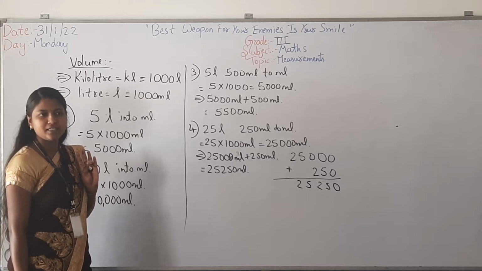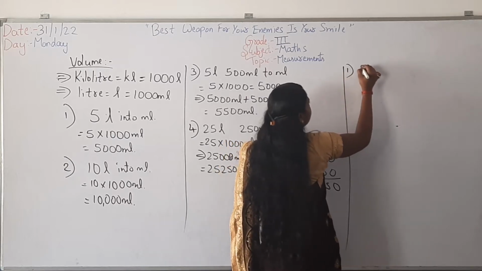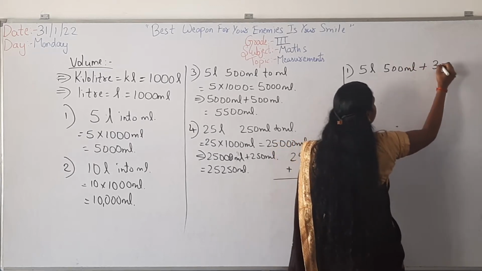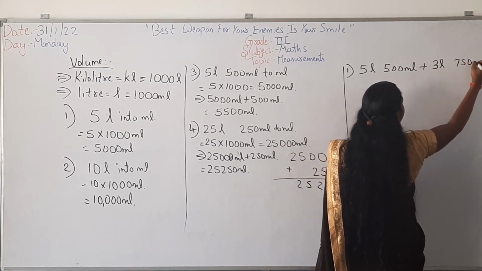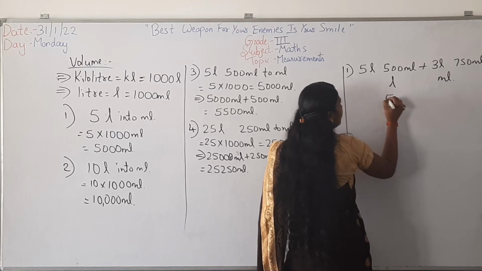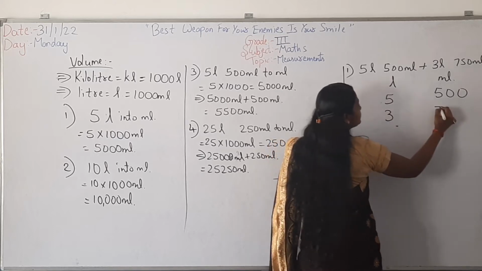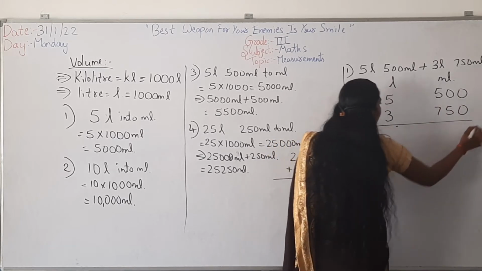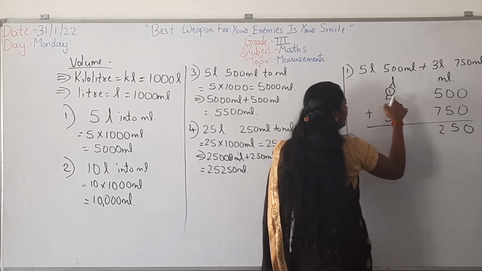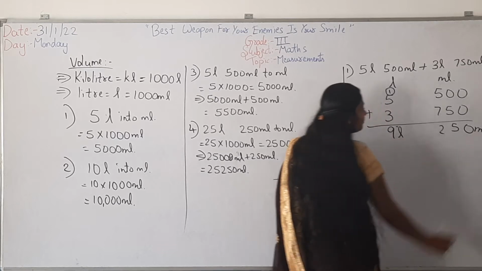Shall we do addition and subtraction here? 5 liter 500 ml plus 3 liter 750 ml. How will you write? First liters and then ml. 5 liter 500 ml first one, then the second one, 3 liter 750 ml. Addition. 0, 5, 12, 1 plus 5? 6. 6 plus 3? 9. So this will be 9 liter 250 ml.